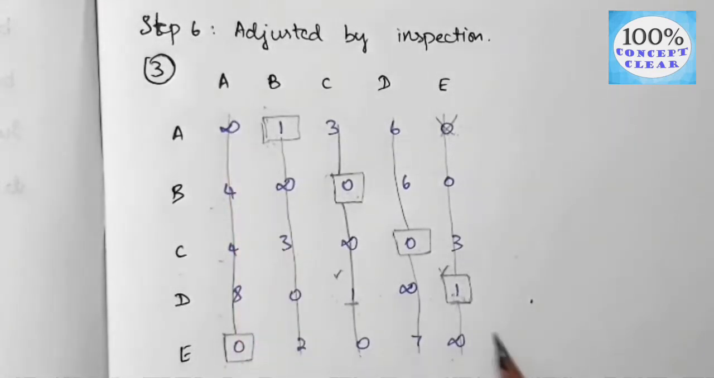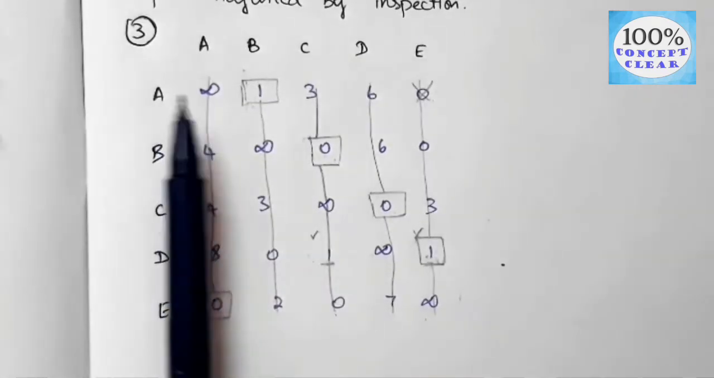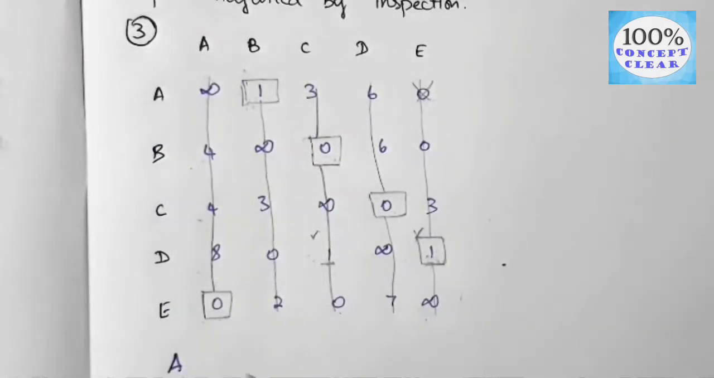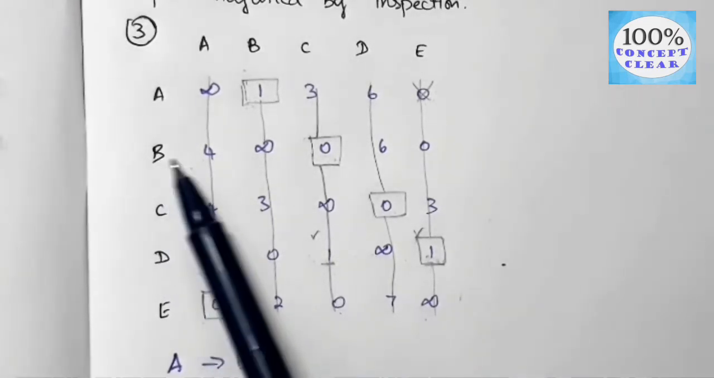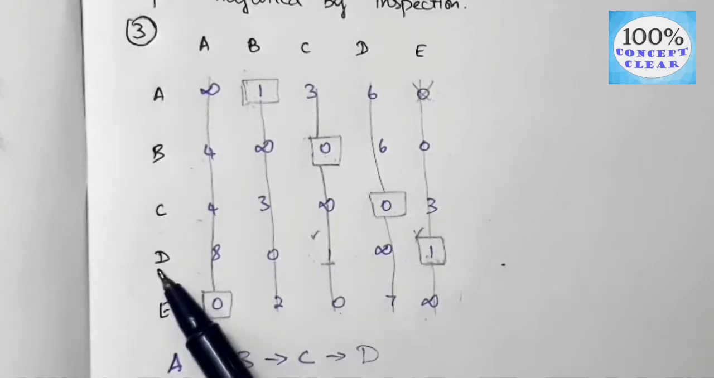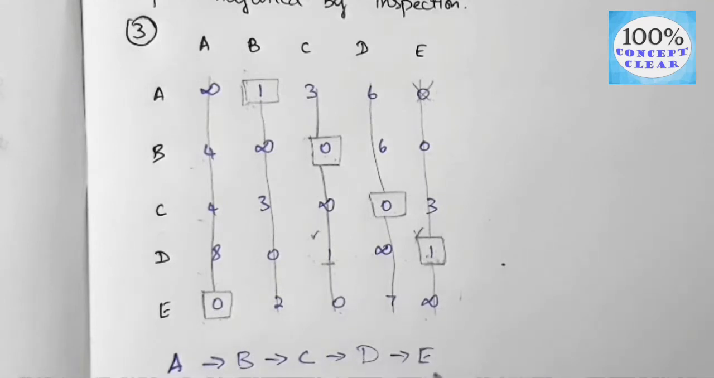Now check whether this solution satisfies the travelling salesman condition. Now see, salesman starts from A city. So from A city he is moving to B city. So from A he is moving to B. Now check in B. From B he is moving to C. So from B he is moving to C. Now check in C. From C he is moving to D. So from C he is moving to D. From D he is moving to E. So from D he is moving to E. Now check in E. From E he is moving to A. So from E he is moving to A.